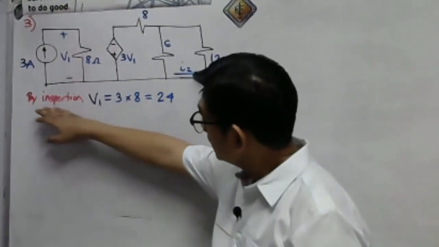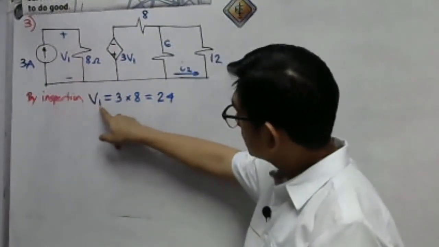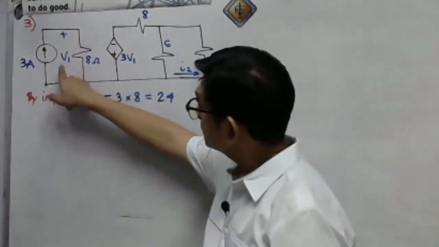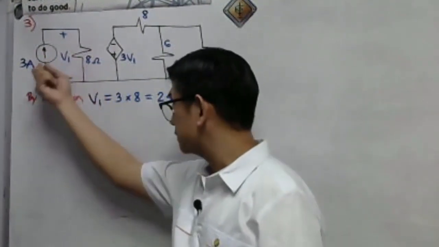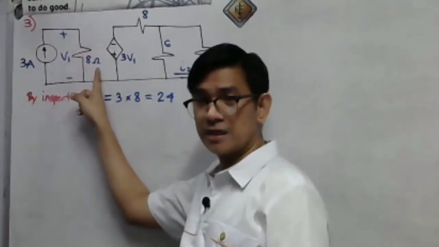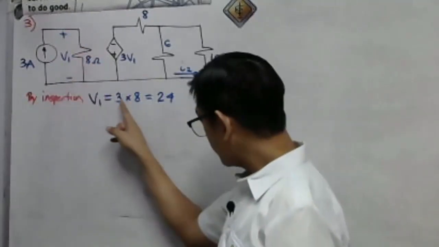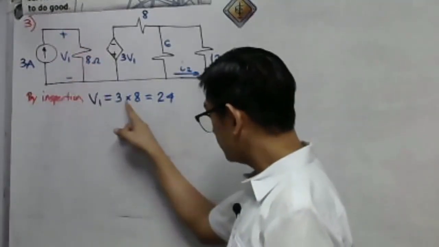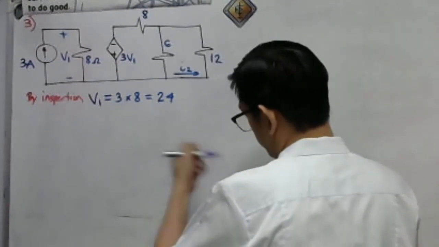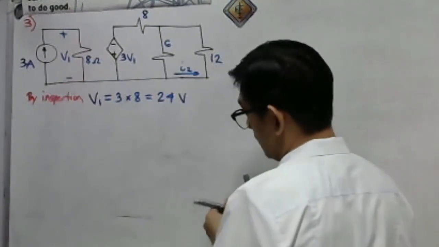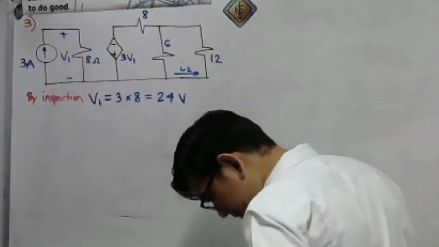Okay. So, we have by inspection here. As we see here, V sub 1 is simply equal to 3 times 8 because the current flowing in the 8 ohm resistor is 3 amperes. So, 3 times 8 is 24 volts. That is our V sub 1.